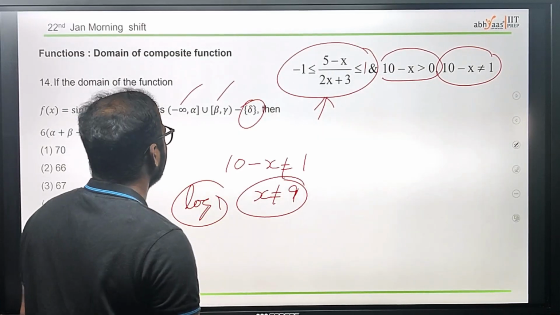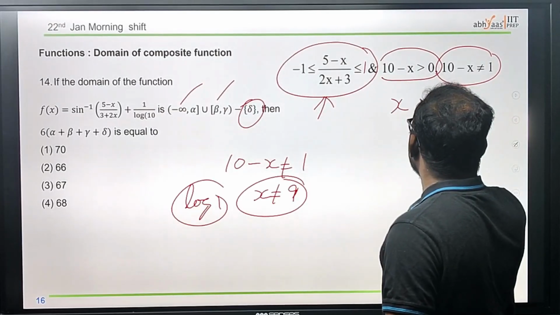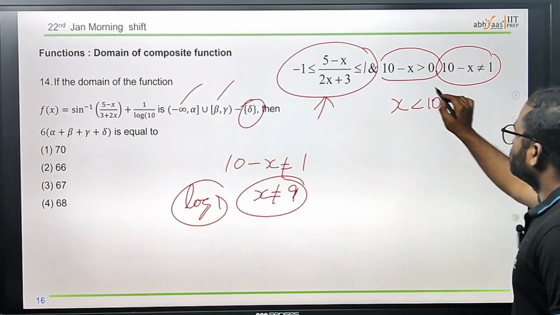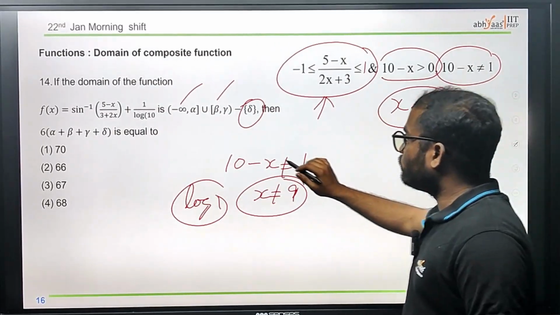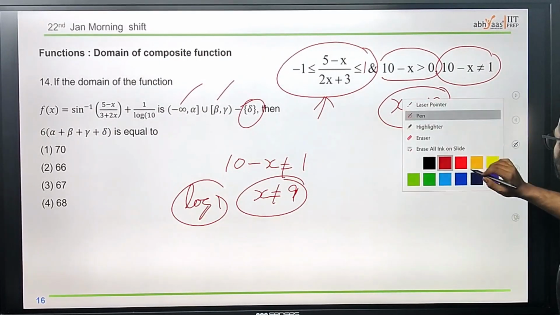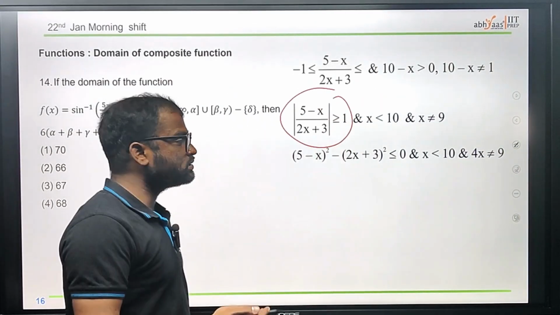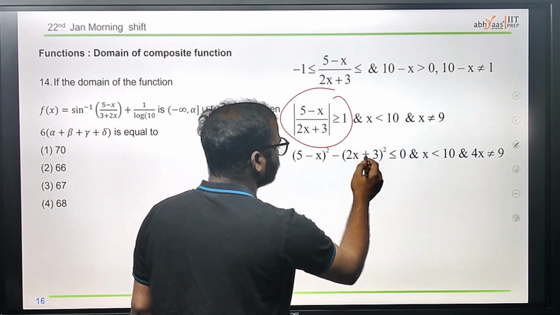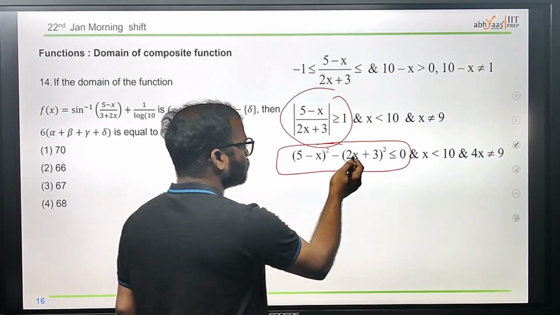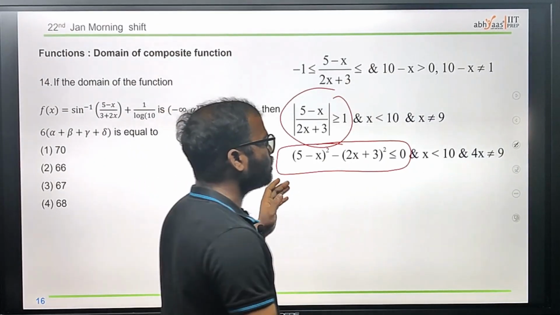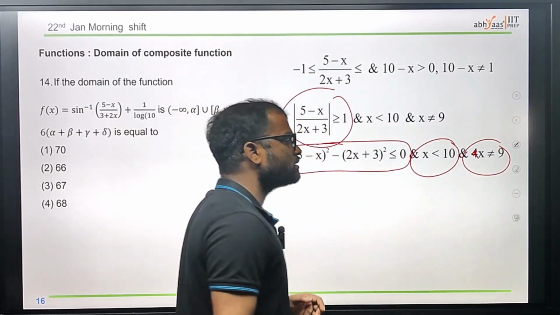x must be not equal to 9. We got delta as 9, and now we need to find beta, gamma and alpha from these two situations. If we see here, we have x less than 10. This must be the region, and we have to do the intersection of these two regions in order to find alpha and beta. I will show here. If we take the greater than 1 and take the modulus, it will be easy for us to find the region of this interval. We will do the squaring on both sides. We will get 5 minus x whole square minus 2x. Just do the simplification, and also we have x less than 10, and x not equal to 9.